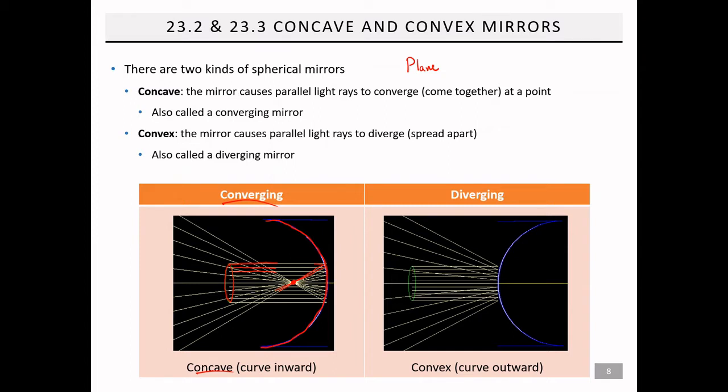The second type of spherical mirror is a convex mirror that's shown on the right side. This type of mirror takes those parallel light rays, and after they bounce off the mirror, all of these light rays spread out. So they diverge away from each other. Because of this, we also call this a diverging mirror. And diverging mirrors have this outward curve.